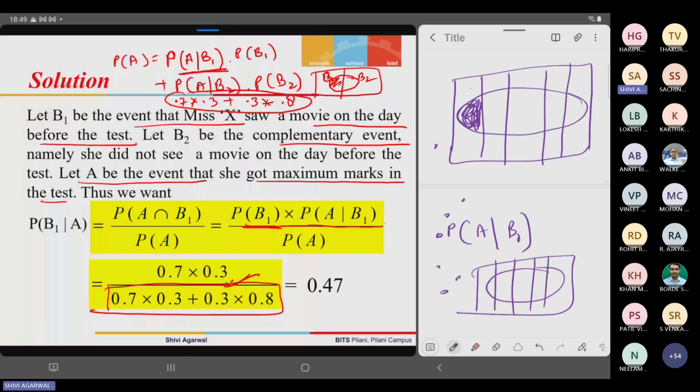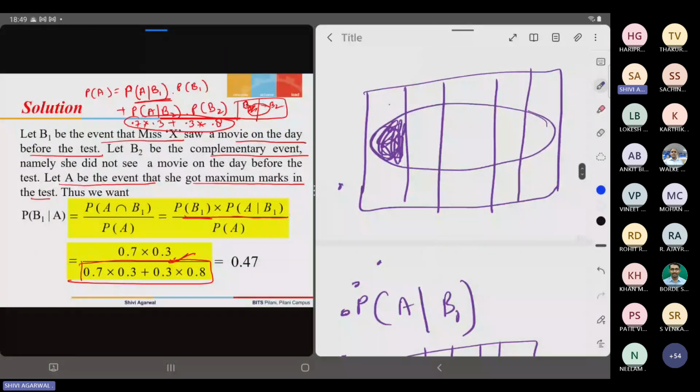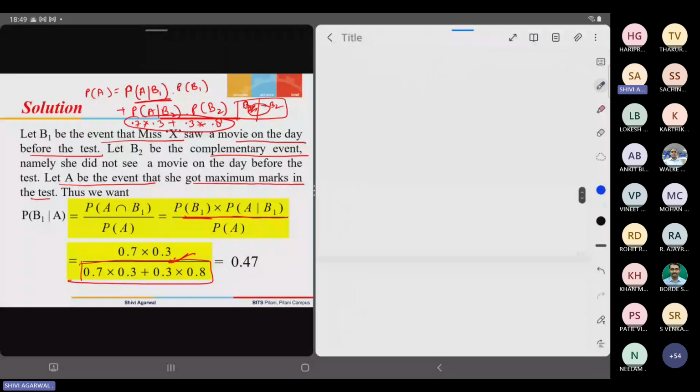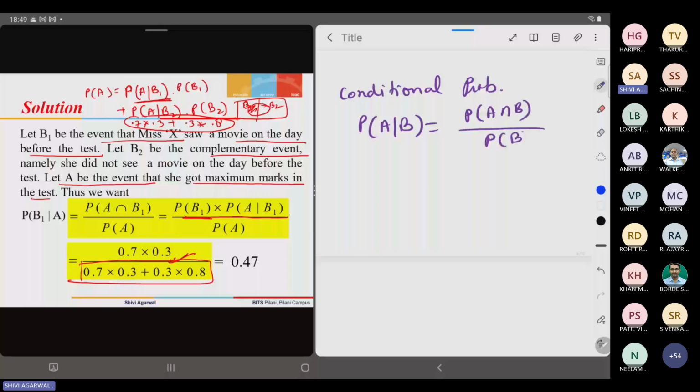So till now, I have just summarized. We have done three parts basically. Firstly, I mentioned the conditional probability. It is probability of A given B, which is probability of A intersection B upon probability of B, provided probability of B is greater than 0. And all things are based on this formula only.